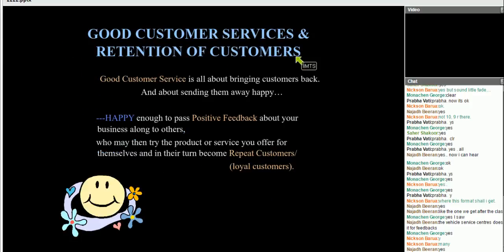Good customer service and retention of customers. Good customer service is all about bringing customers back and sending them away happy. This is the ultimate goal. Happy enough to pass positive feedback about your business along to others who may then try the product or service for themselves and in their turn become repeat customers. That is the loyal customer.